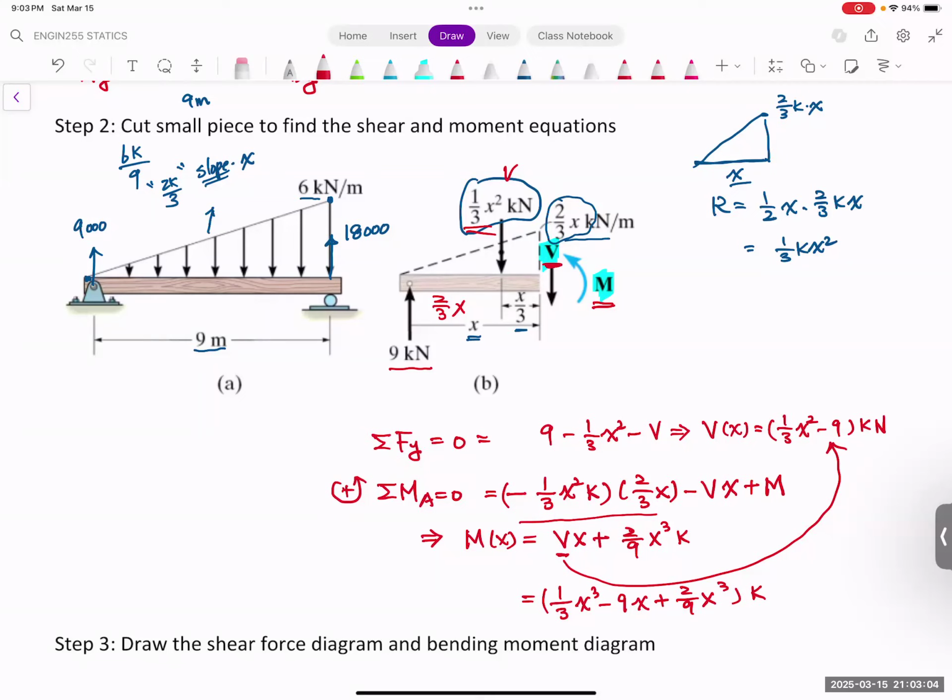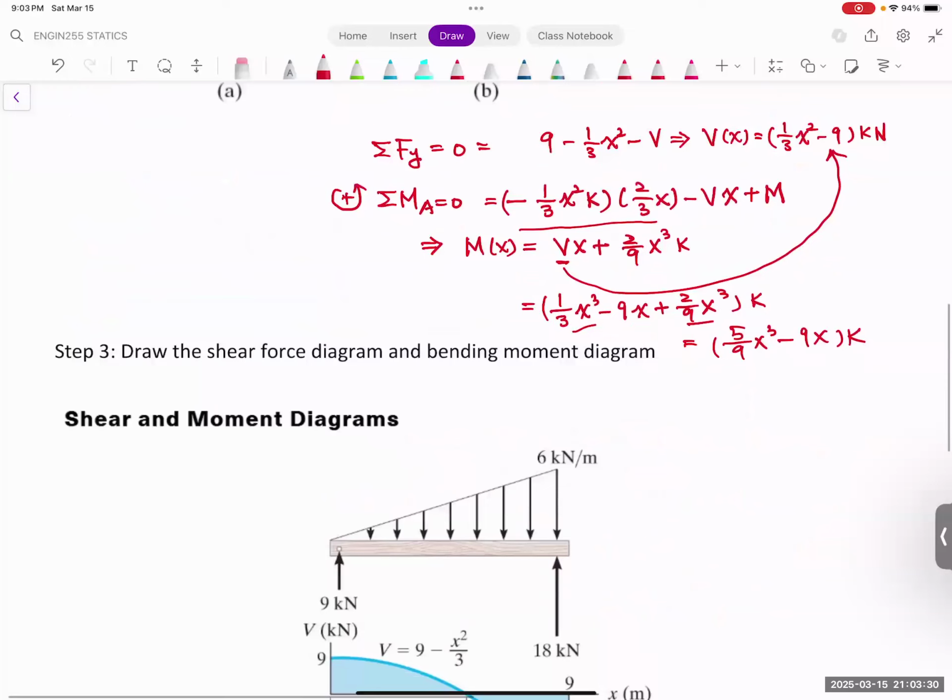Okay, so we can sum these two together, right? So this is 1 over 3, 2 over 9 is actually equal to 5 over 9. So this will be equal to 5 over 9x cubed minus 9x, and that'll be k. So that is our moment equation.